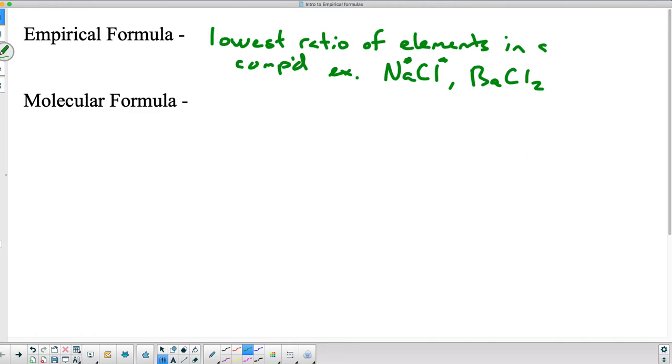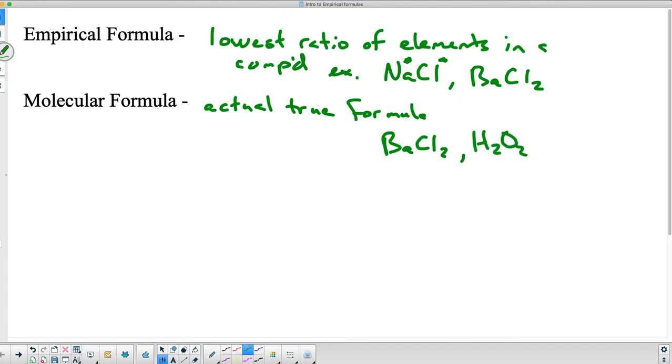So molecular formulas are actually the actual true formula. And sometimes the molecular formula and the empirical formula are the same, such as BaCl2. Okay, sometimes it's not. Take a look at H2O2, okay, or C2H6. So this right here is hydrogen peroxide. I'm sure you've heard of that before. Whereas the empirical formula would be just HO, because when you have 2/2, it's the same thing as 1/1, right?